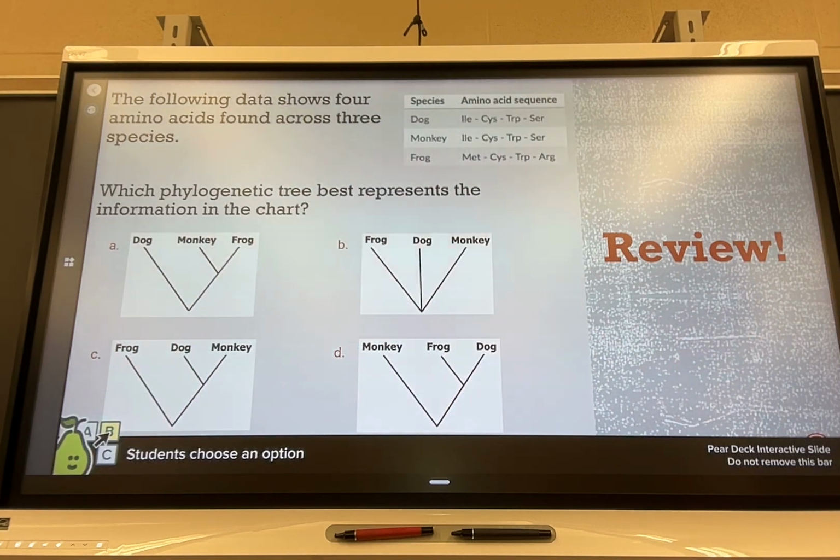And the last one, the following data shows 4 amino acids found across 3 different species. So dog, we have isoleucine, cysteine, tryptophan, serine. Monkey, we have isoleucine, cysteine, tryptophan, serine. Frog, we have methionine, cysteine, tryptophan, arginine. So based on this amino acid sequence, which phylogenetic tree best represents the information?